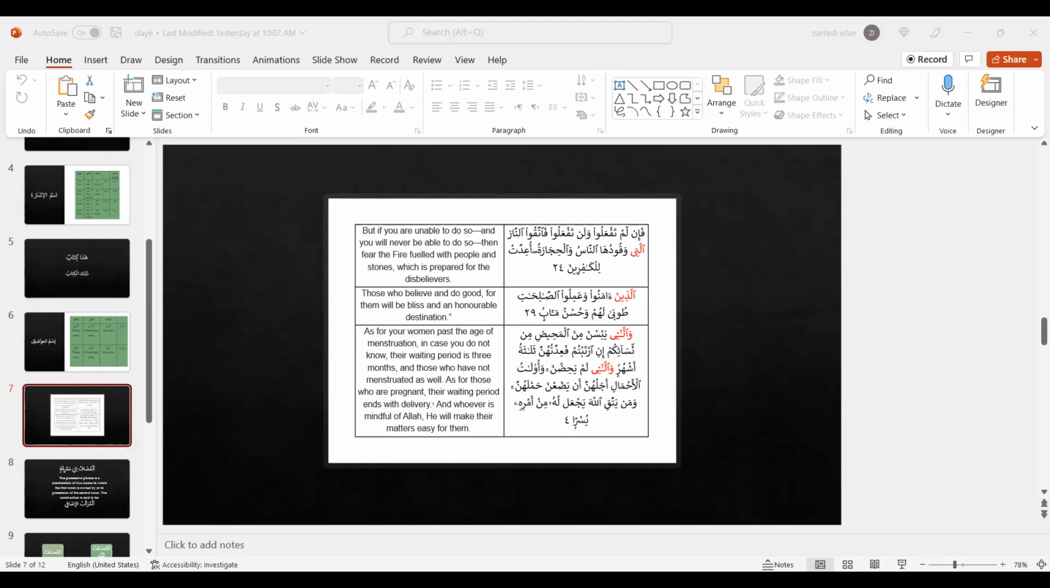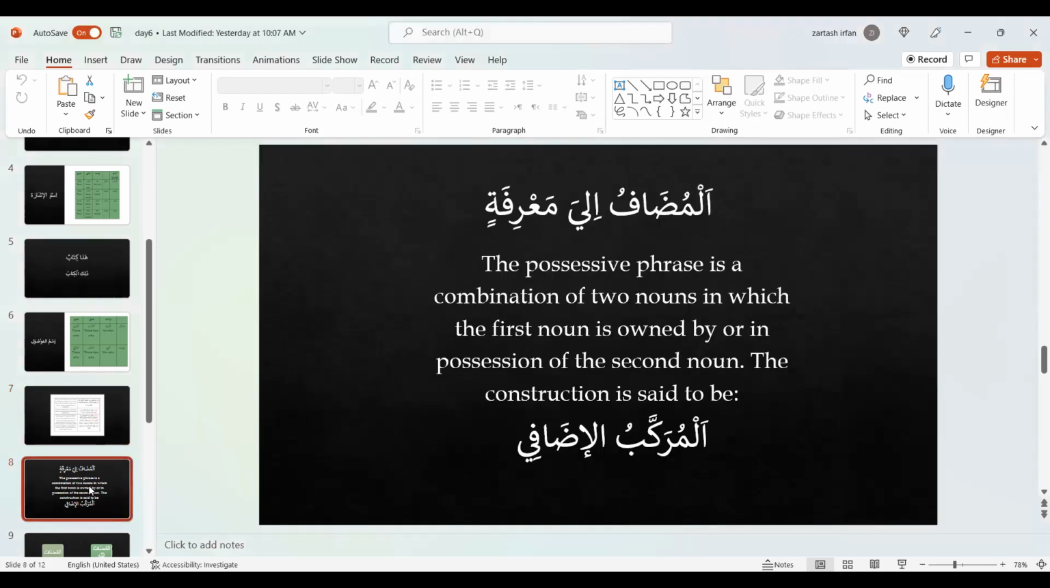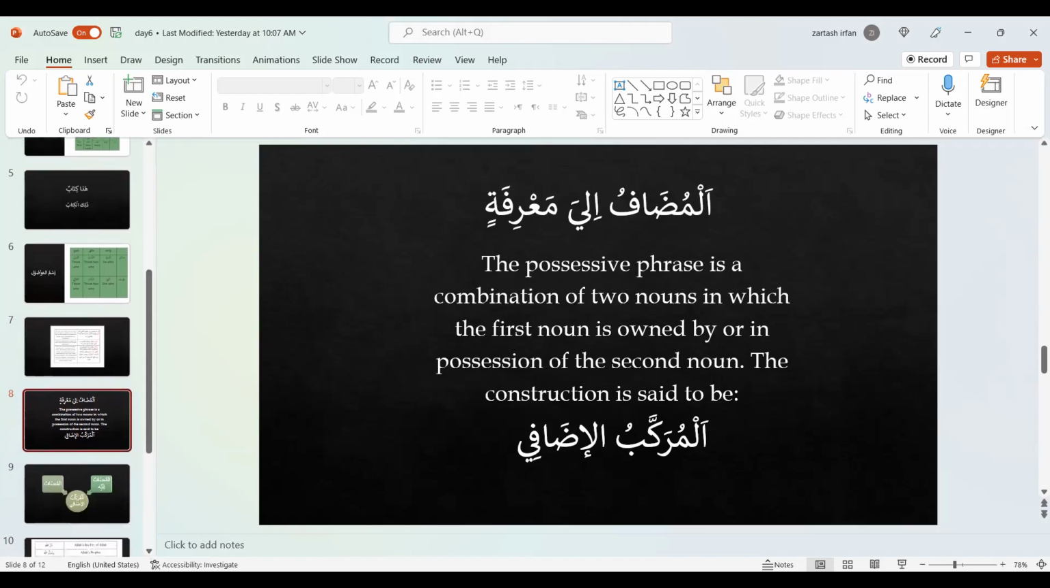So what's next? It is al-mudaf ila ma'rifa. The possessive phrase is a combination of two nouns in which the first noun is owned by, or in possession of, the second noun. The construction is called al-murakkab al-idafi, idafa. So what is it? A possessive phrase. What is a possessive phrase?